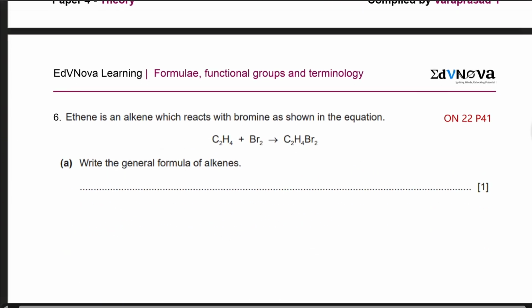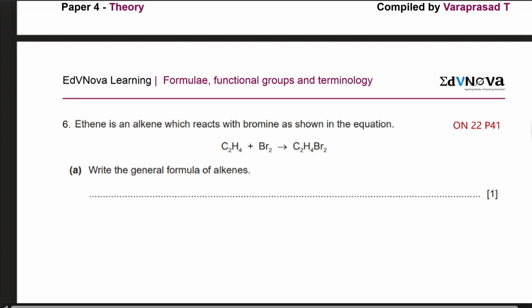Next. Ethene is an alkene which reacts with bromine as shown in the equation. Write the general formula of alkene. Now alkenes will have CnH2n as general formula. That's it.